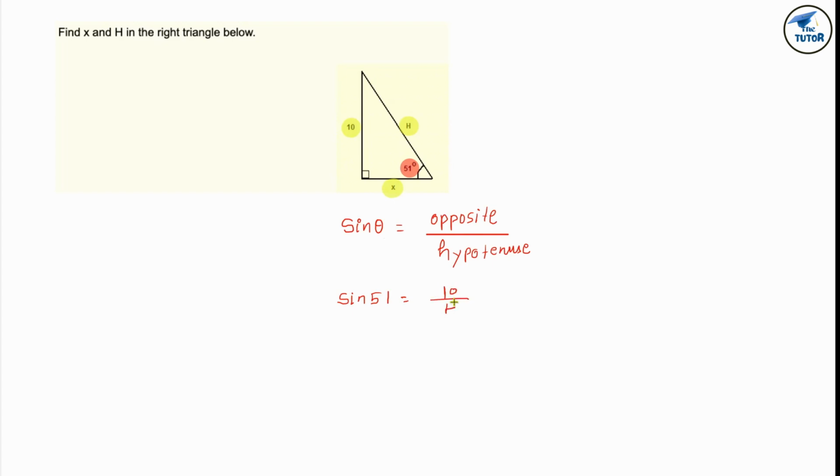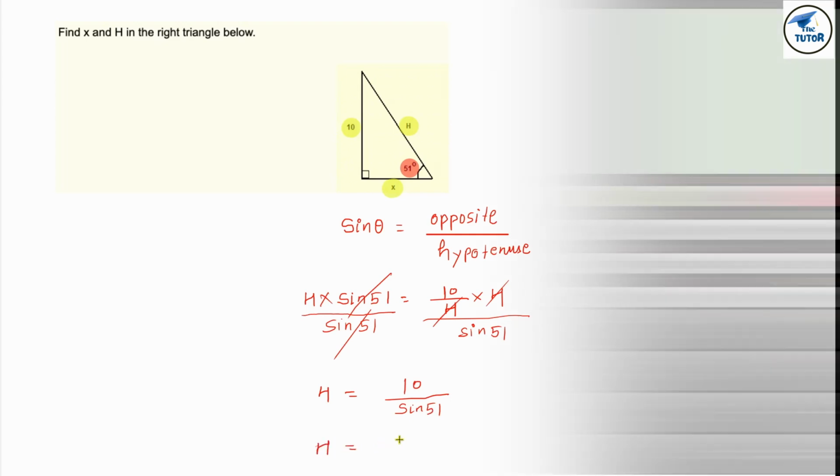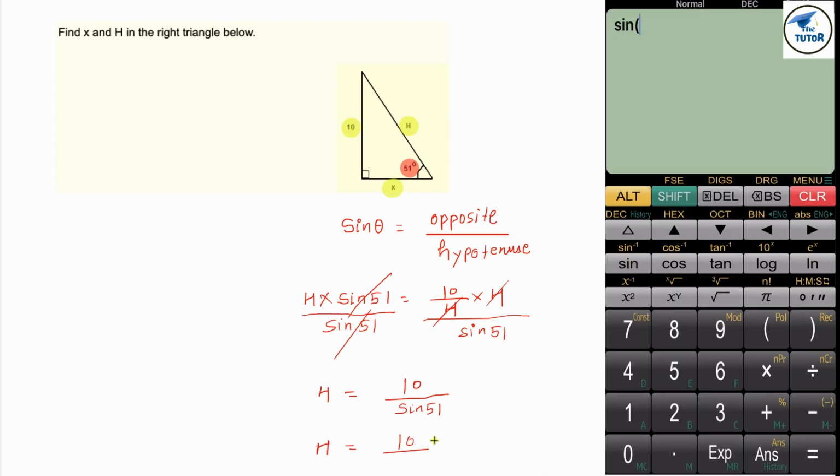I have h over sine 51. Let's multiply h on both sides. Now h cancels on the other side. And let's divide both sides by sine 51 here as well as sine 51 here. So now sine 51 and sine 51 will get cancelled. We have h left on the left hand side equal to 10 divided by sine 51. Now use the calculator, put the value of sine 51. h is equal to 10 divided by 0.77, and this is the value of hypotenuse.